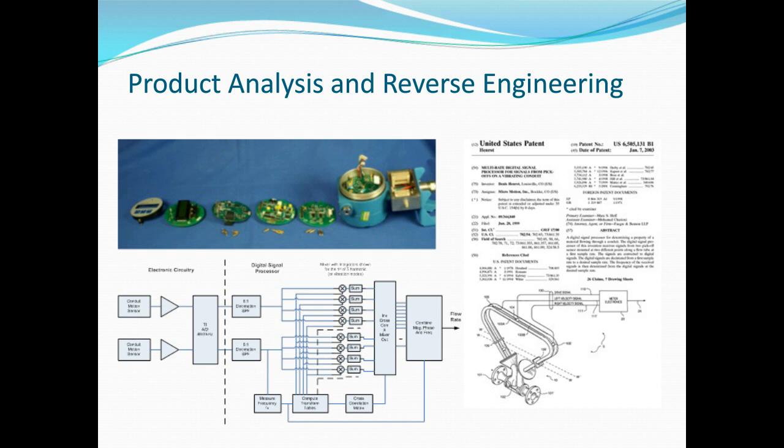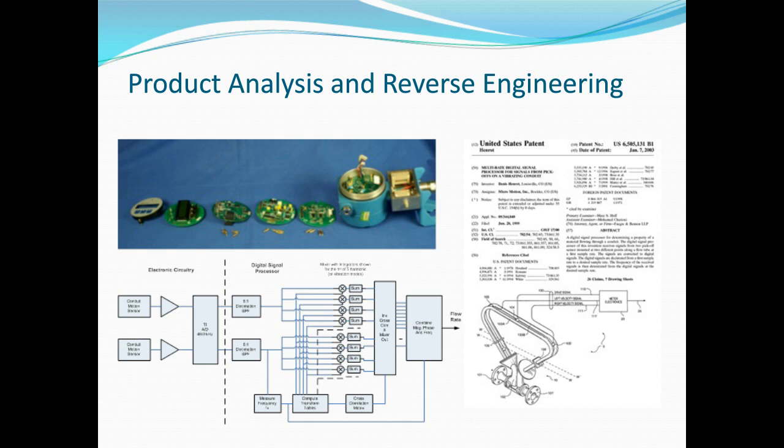When you start looking at a product, there are a lot of elements to it. This particular one I'm showing here happens to be a Coriolis flow meter, and it has mechanical elements, with vibrating tubes associated with it. There's electronic circuitry associated with it, and a lot of embedded software associated with the product. This particular patent and product I worked with a few years ago had all of these elements.